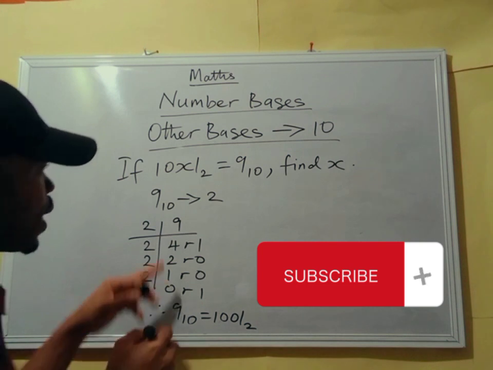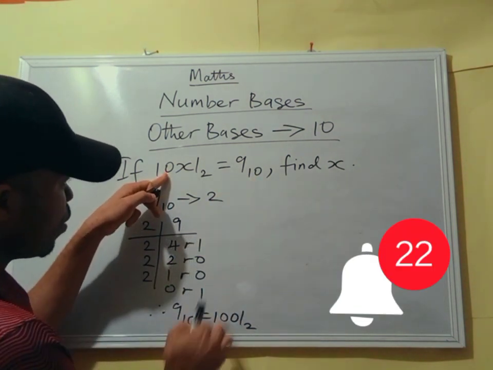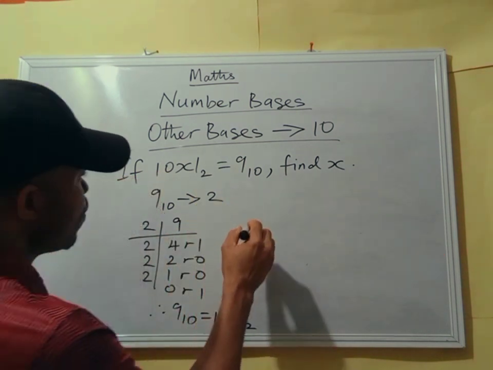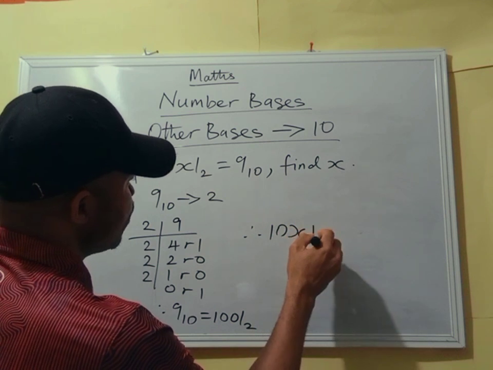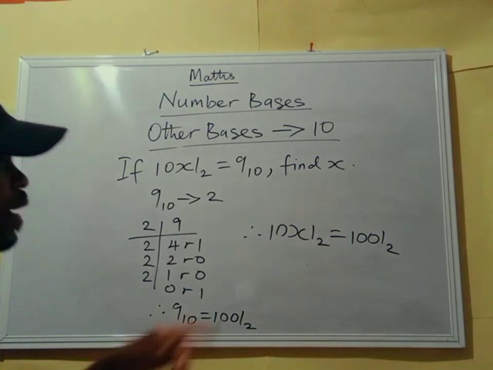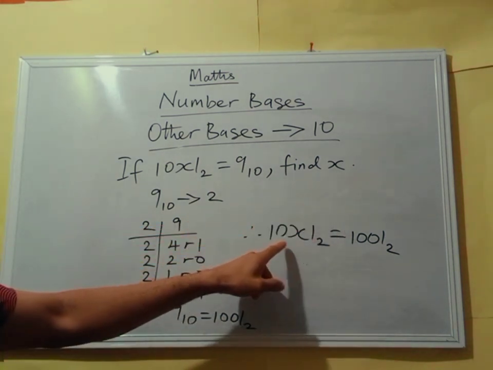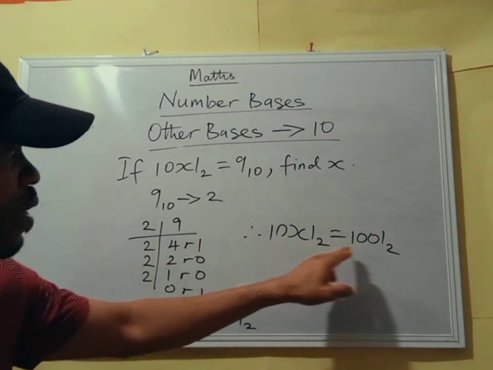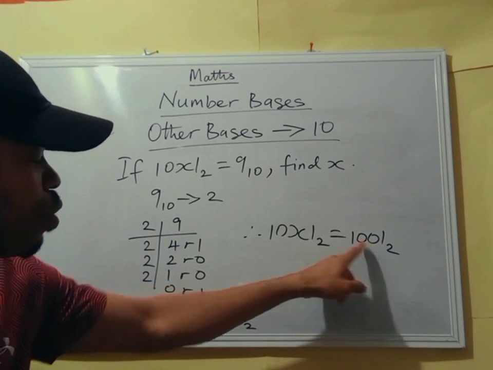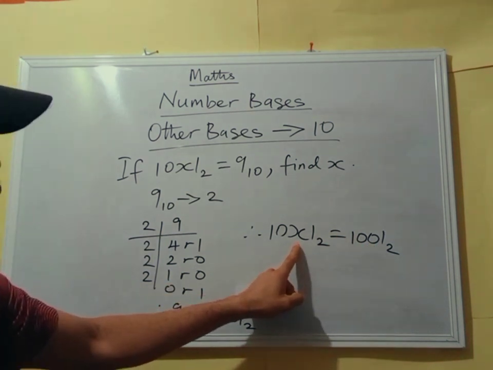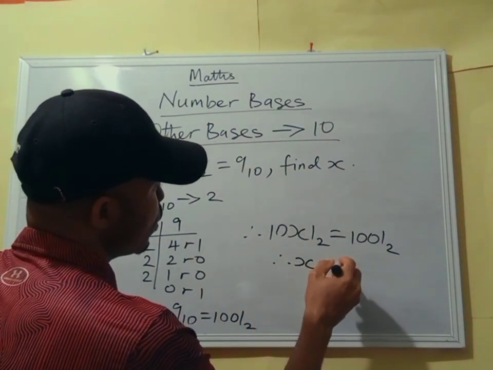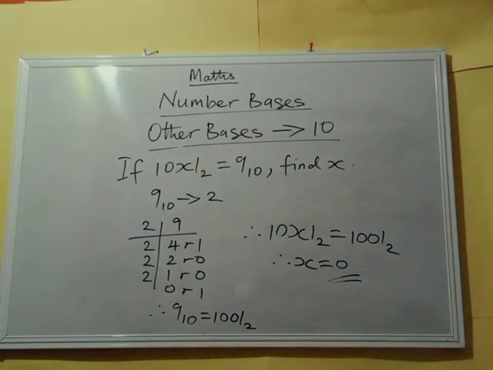And we now come to compare that. We put that in place of this 9 base 10. So we now work out that 9 base 10 equals 1001 base 2. So I say therefore 10x1 base 2 equals 1001 base 2. So how are we going to find x? We are going to find x by comparing the place value. Every other thing here is similar. This is similar to this. So this 0 definitely is taking the place of x. So we'll say x equals 0 in that case by comparison. Therefore x equals 0. So that's how to solve that kind of problem.